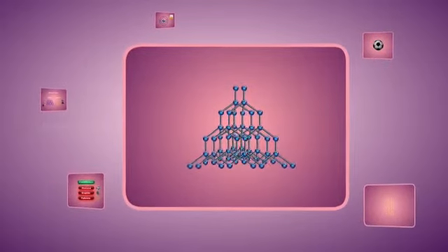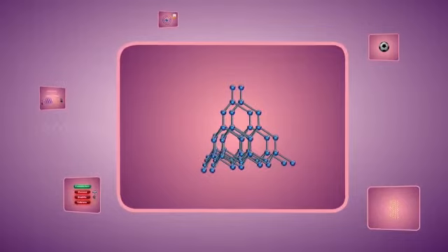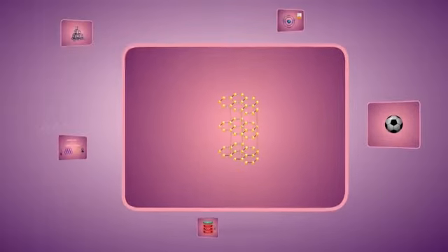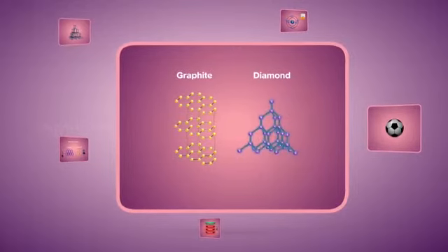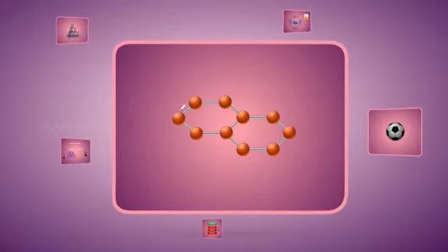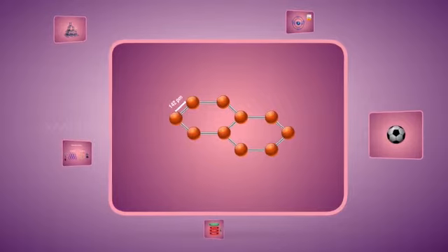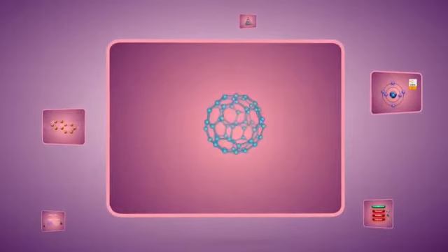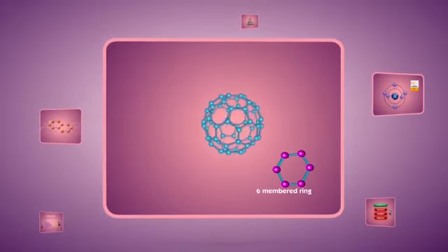Diamond is the hardest crystalline form of carbon. Each carbon-to-carbon bond length is 154 pm. Graphite is not as hard as diamond and is a greasy substance. The carbon-to-carbon bond length is 142 pm. Fullerene resembles a soccer ball and has 6-membered as well as 5-membered rings.